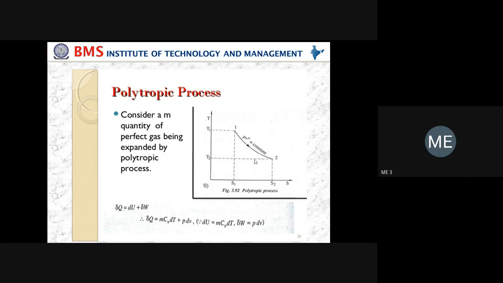Okay, expansion, whatever diagram it is, it is for expansion. Compression, so if compression is there, you have to take starting from 1 and it ends at 2. Compression means pressure and temperature increase. For expansion, it decreases.